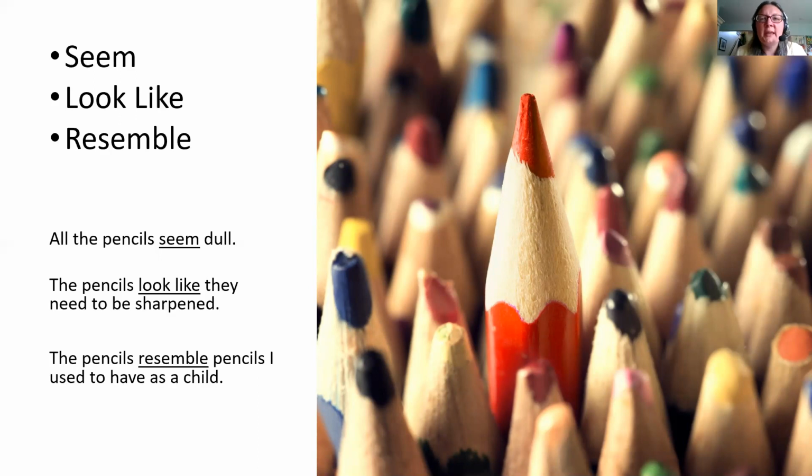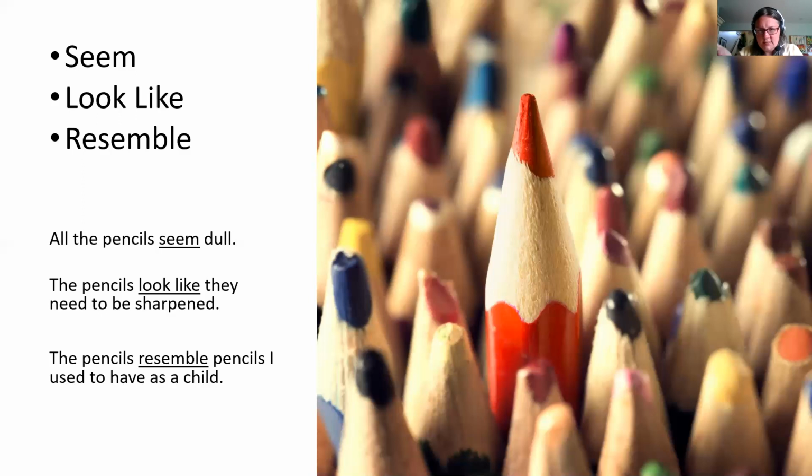And resemble means to take after, to look like. Resemble has to do with physical appearance, not just an idea of something. So the pencils resemble pencils I used to have as a child. So they remind me of, they look identical to in a physical appearance. They resemble, and you're always talking about something else. For example, we might say, you resemble your dad. You look like your dad. There's always a comparison when we use resemble between one thing or thing A and another thing B. You resemble this. The dog resembles his brother.